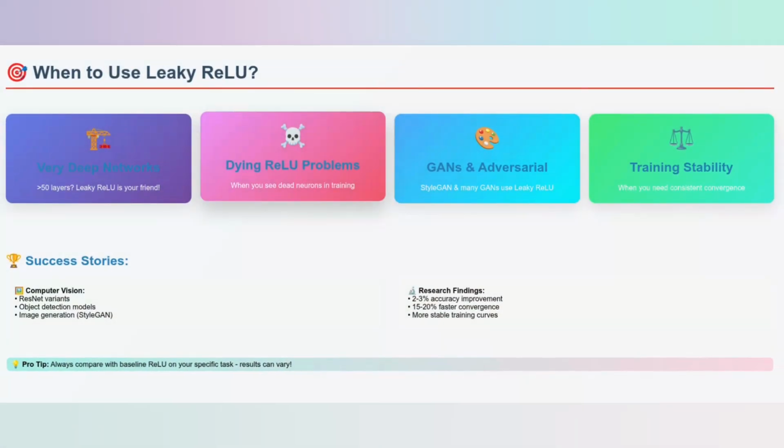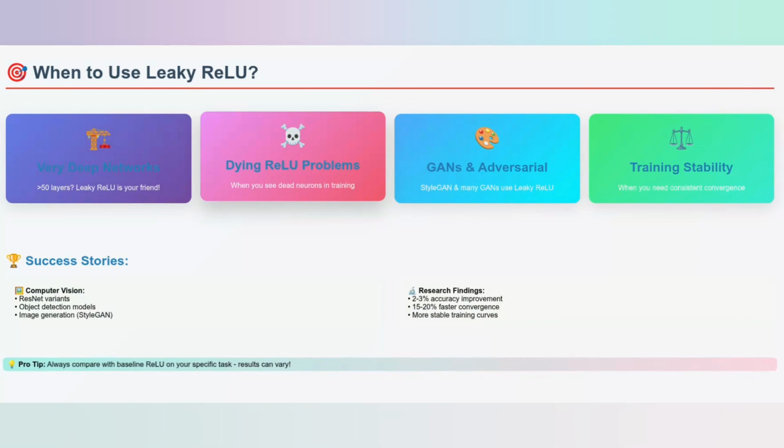Here's my practical advice for when to use Leaky ReLU. Perfect for very deep networks, greater than 50 layers, when you're experiencing dying ReLU problems, GANs and adversarial training, when training stability is crucial. Real-world success stories: ResNet architectures often benefit from Leaky ReLU, StyleGAN uses Leaky ReLU throughout, many state-of-the-art image classifiers use it.